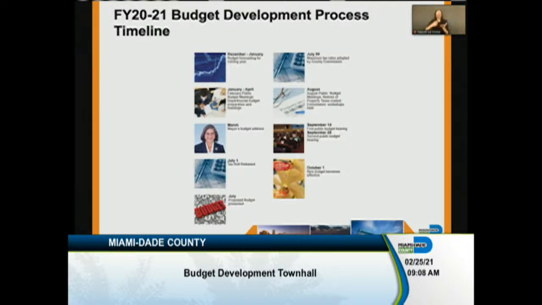In September, the Board of County Commissioners hold 2 budget hearings, both of which are public hearings. The board adopts the budget at the final meeting in September. The new budget takes effect October 1st.